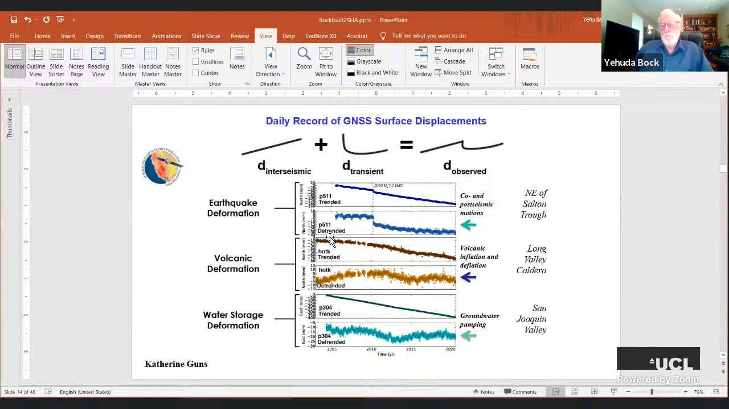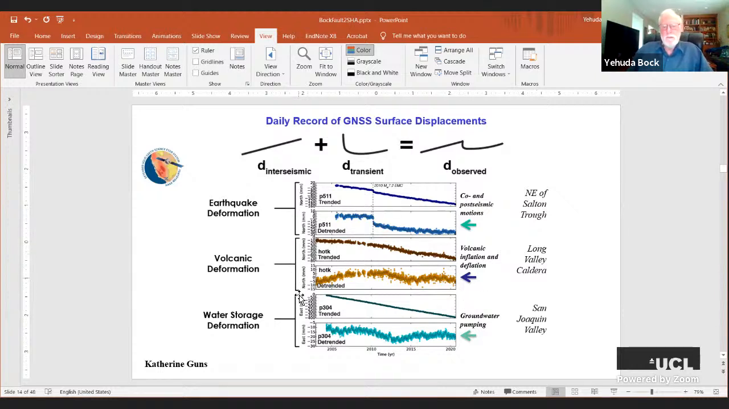Okay, so this is a daily record of surface displacements, and there's a whole list of physical processes that occur, especially in a California environment. On the top, you'll see the earthquake deformation, which has the co-seismic and the post-seismic motion, which I talked about already. Then we have areas of volcanic inflation and deflation. We have what's called the Long Valley caldera in Central California, which is uplifting, and that also causes horizontal motions away from the uplift.